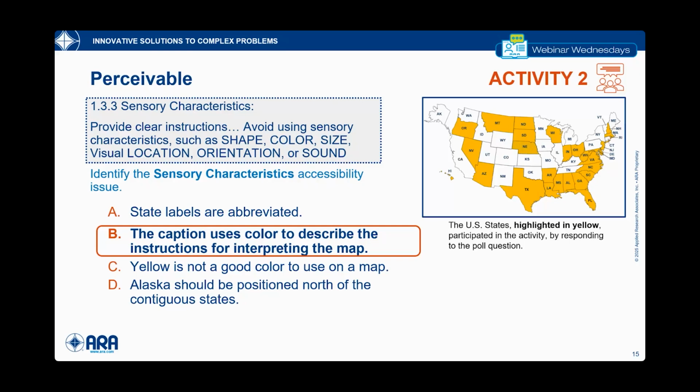And for use of color, because this one does use yellow and white, so it's a use of color issue as well. You can address that one by inserting a pattern, or actually just simply removing the state labels from the ones that didn't participate, so that only the states that participated had the state labels. So there's two different ways also to address the use of color in that one. But for sensory characteristics, just don't use the word yellow in the description there.